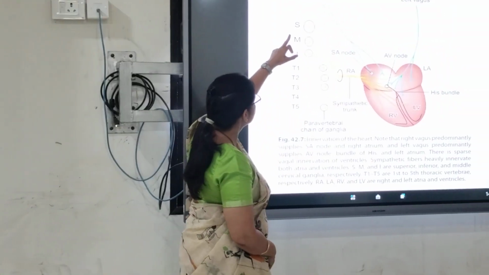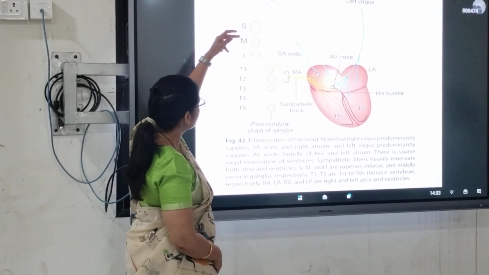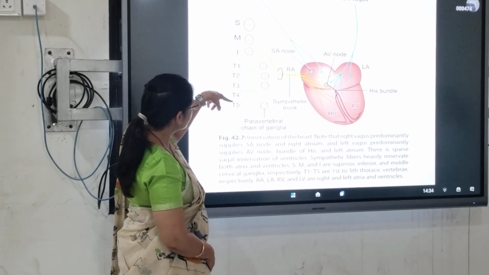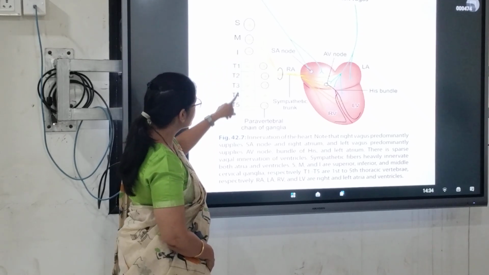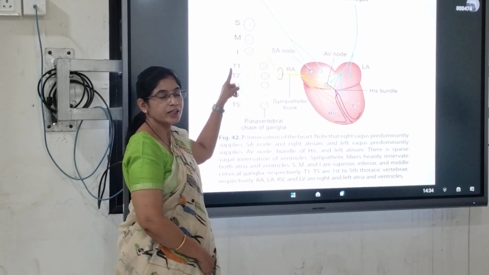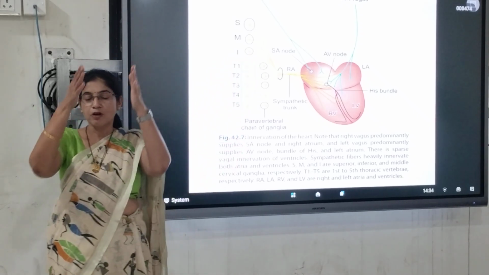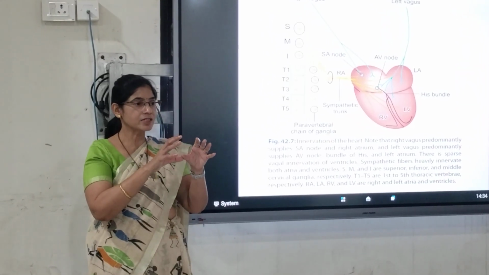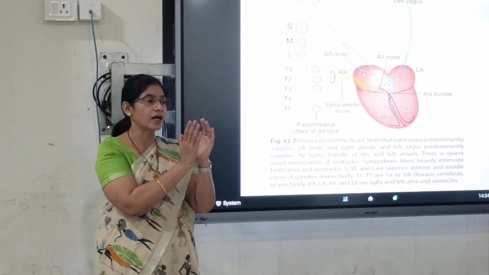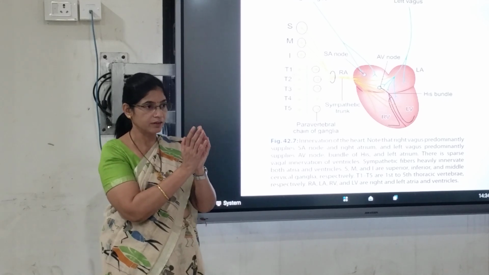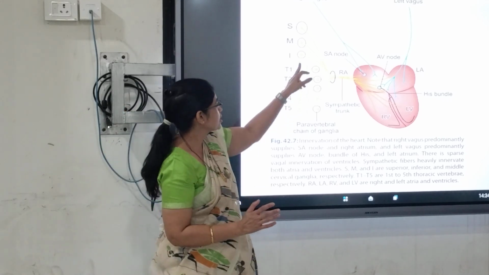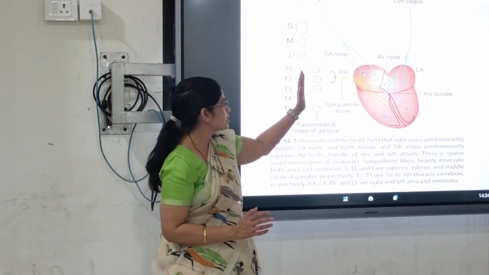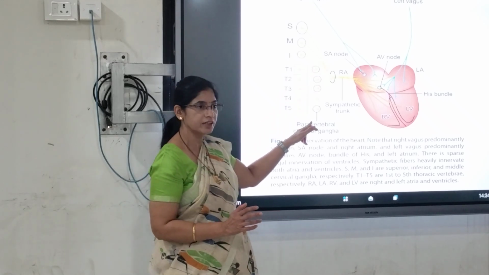Now here you can see the superior cervical ganglion, medial and the inferior cervical ganglion, and these are the T1 to T5, the sympathetic chain. In the spinal cord we have grey matter. In the intermediolateral grey matter of the spinal cord, some interneurons are present. From there the fibers are going to the sympathetic chain.